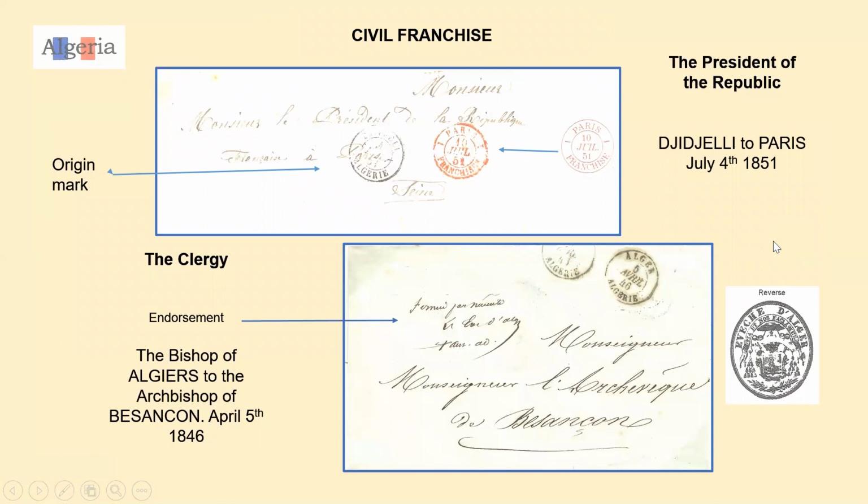Some civilian franchise mail. We have the present one addressed to the President of the Republic and sent free of charge. And the clergy, the Bishop of Algiers, to the Archbishop of Besançon, and again sent free of charge with the correct annotation on them. It's a very nice seal on the back of the clerical one.